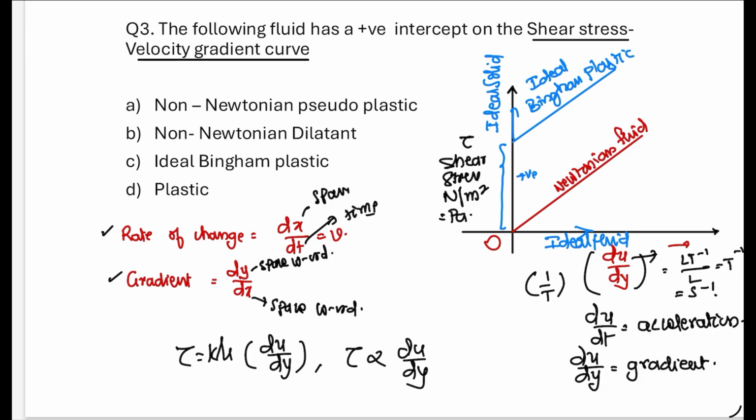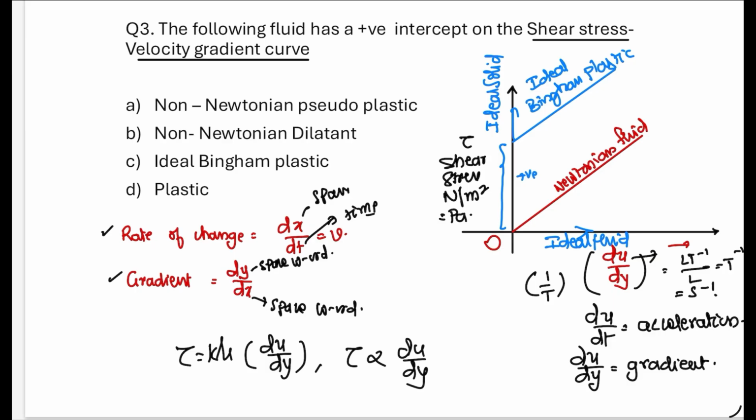Why are these called ideal fluid, ideal solid? Ideal fluid means your tau is 0. Whatever may be the value of du by dy, tau, the shear stress, is 0. For ideal solid, whatever may be the shear stress, the gradient is 0. These types of questions do also come in the examination. Please be ready for this type of questions.